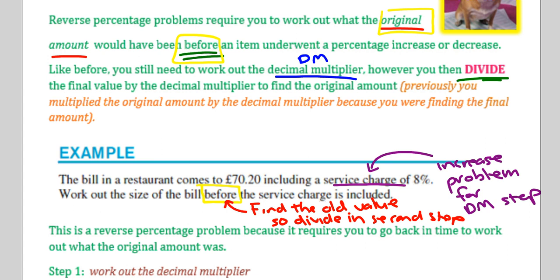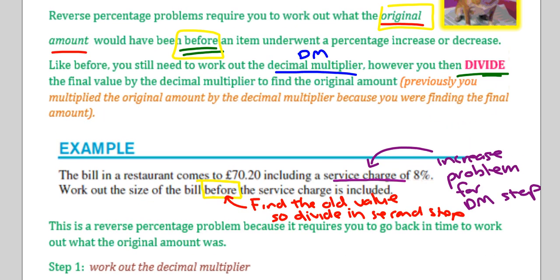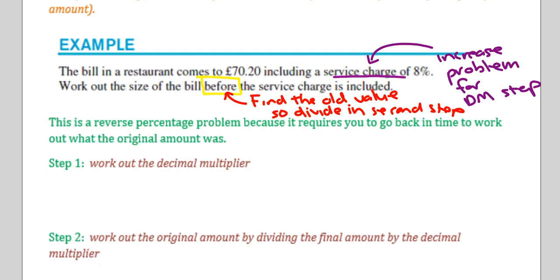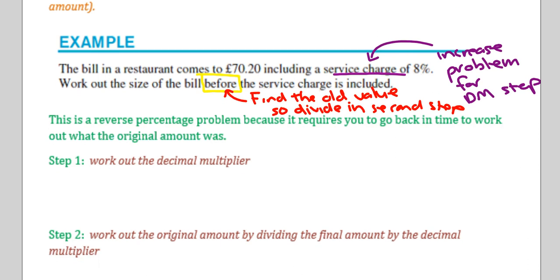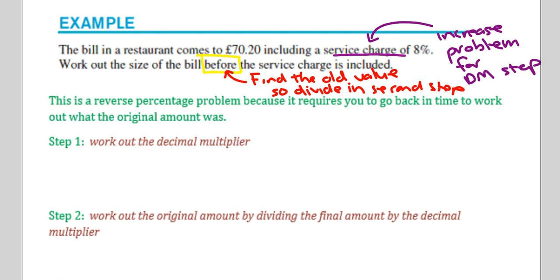So that's a keyword. Work out the size of the bill before the service charge is included. So that's a key word, the "before" word. Sometimes the phrase "find the original value" is also a keyword. So we just work out the DM like before. So you're writing that first. So 100 plus 8, so probably 1.08 or something.